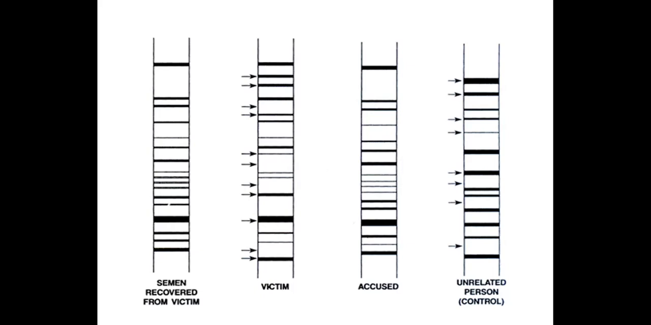you are seeing a mixture of things. So what's happening is this is what we recovered from the victim. So you might see some banding patterns that match the victim, right? Because we recovered it from the victim, but you might also see some from the accused because that is the semen, okay?